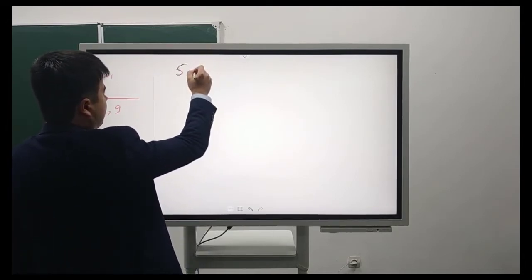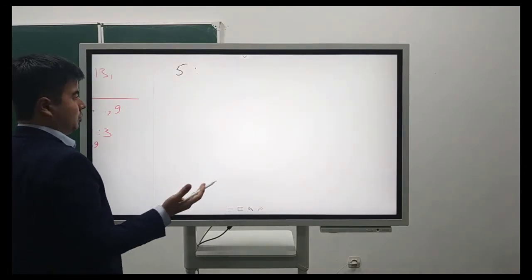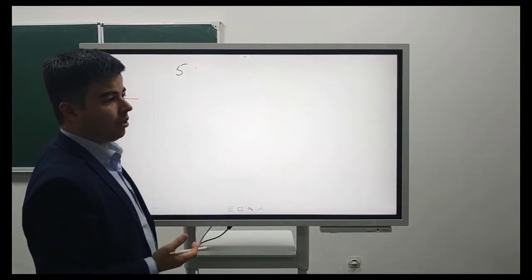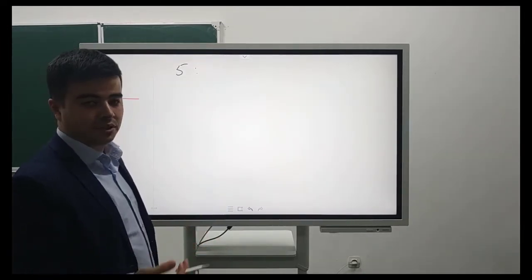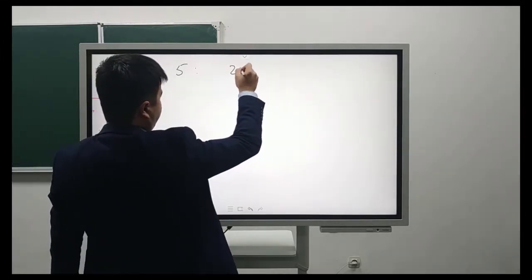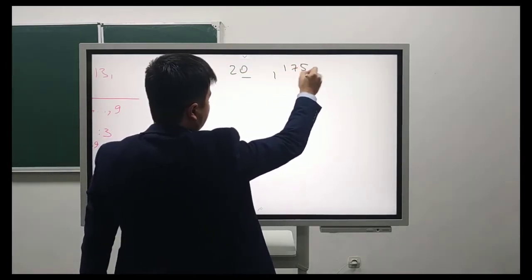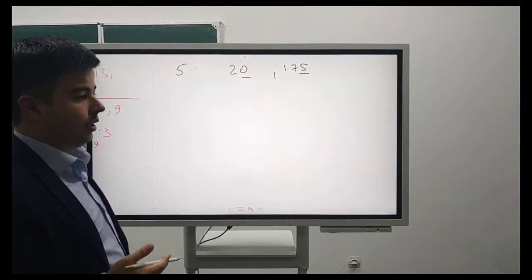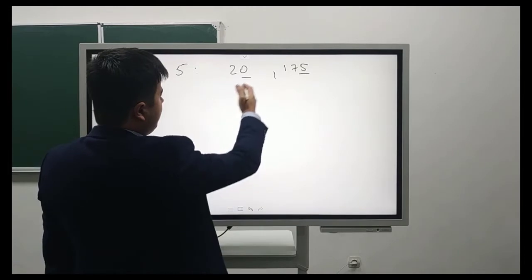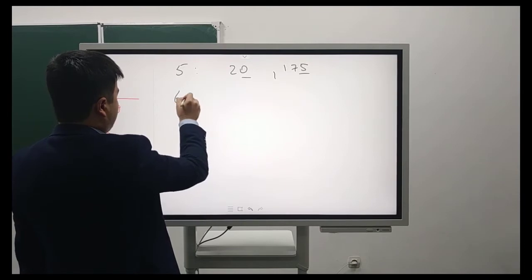Number 5. What kind of numbers are divisible by 5? Here, it's very easy. If the number ends with 5 or 0, it's divisible by 5. For example, 20, or 175. They end with 5 and 0.